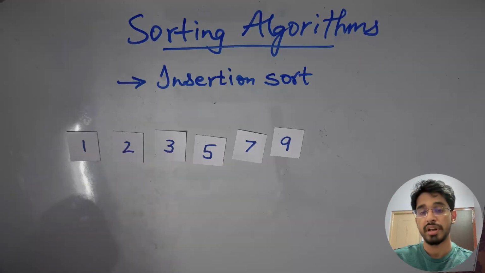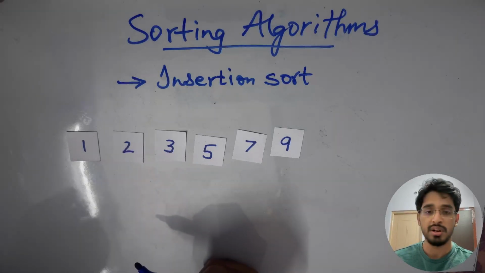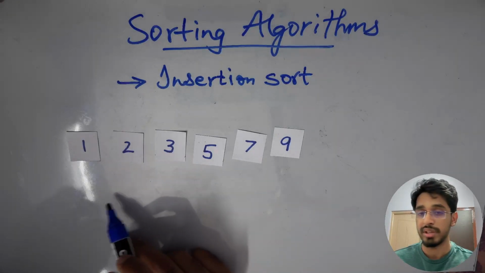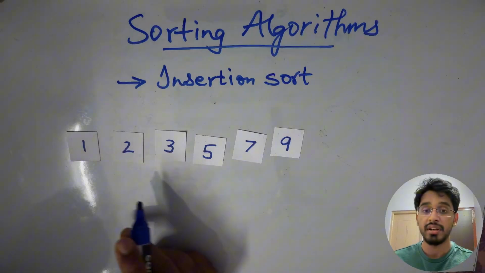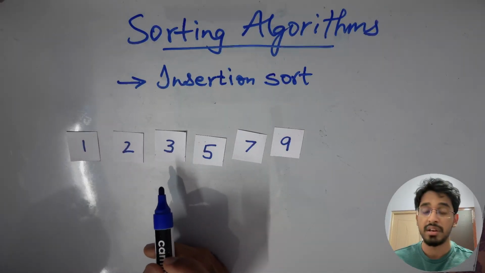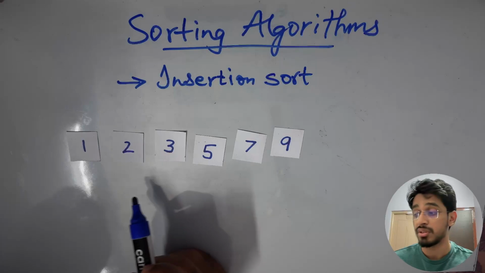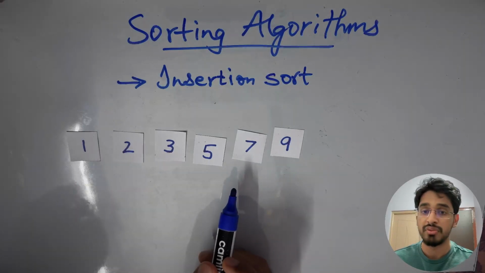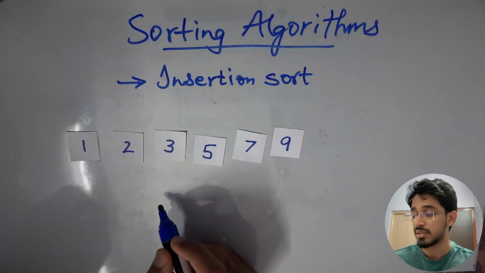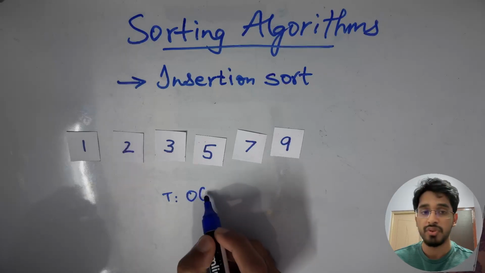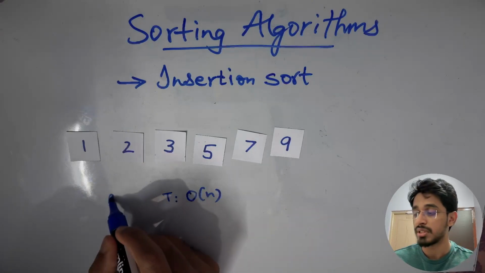So what is the time complexity involved in the insertion sort operation? There are two cases. The best case is if all the elements are already sorted, so we don't have to find the right index for each element to be placed. So we achieve a best case time complexity of O of n. This is the best case.